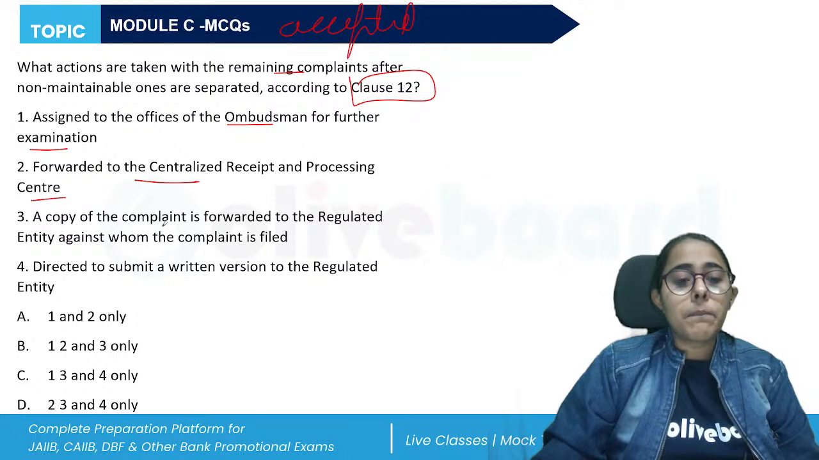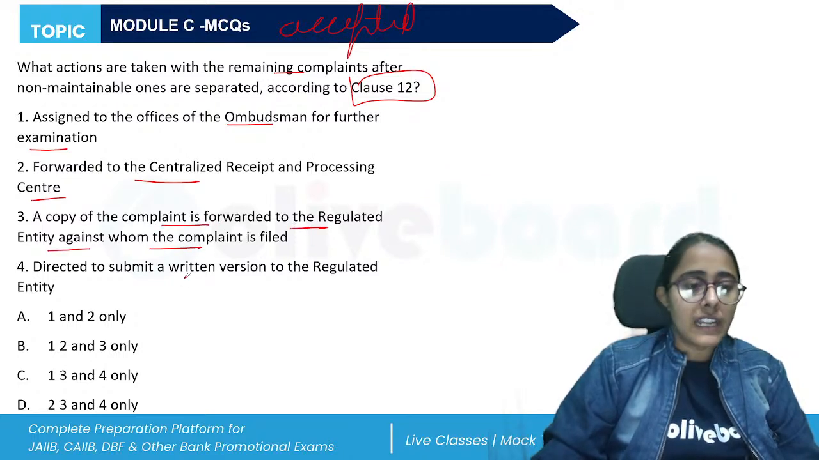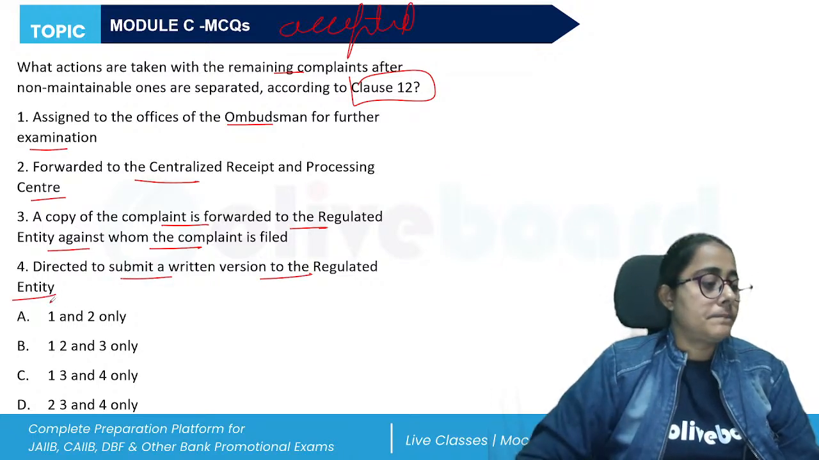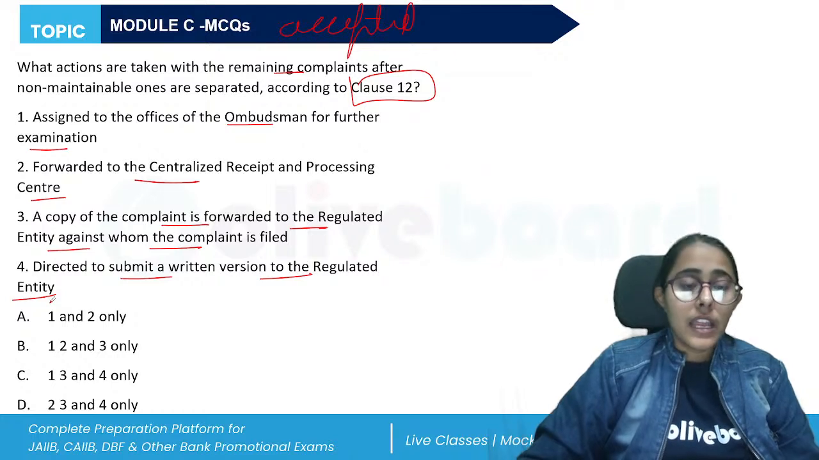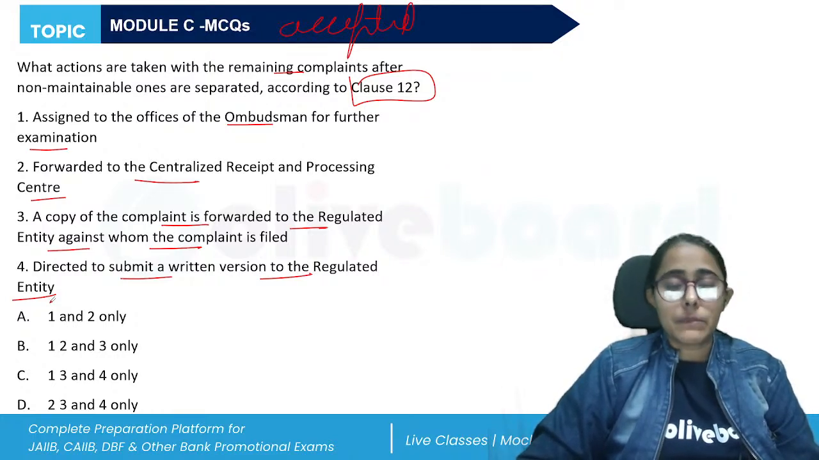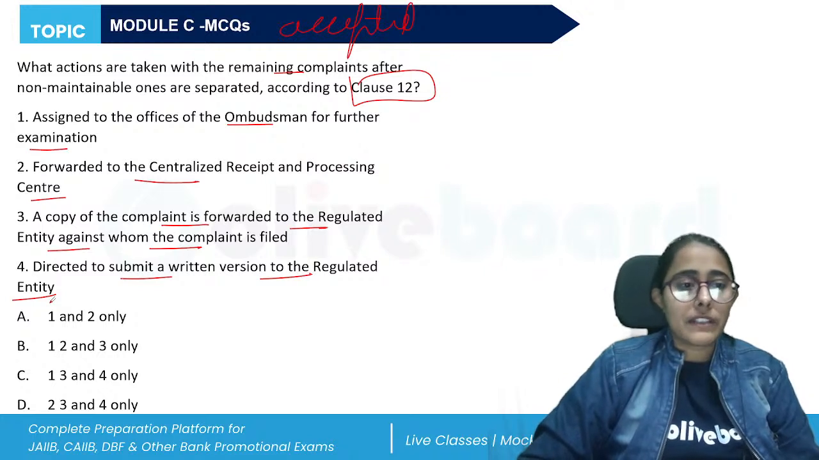A copy of the complaint is forwarded to the regulated entity against whom the complaint is filed, directed to submit a written version. So what will be the next step? What will be the next action taken with the complaints that are maintainable or accepted under clause 12? Which of the following are correct? 1 and 2, 1, 2 and 3, 1, 3 and 4, or 2, 3 and 4.